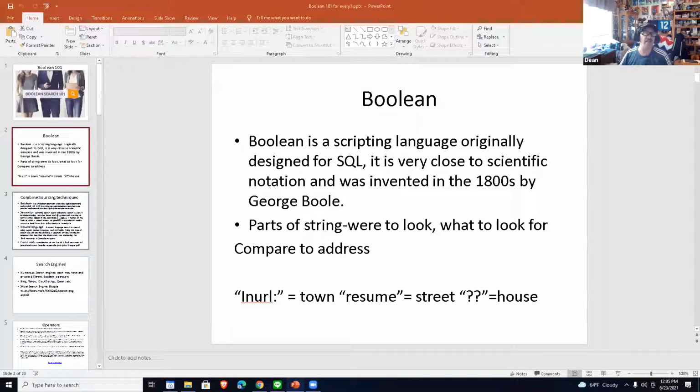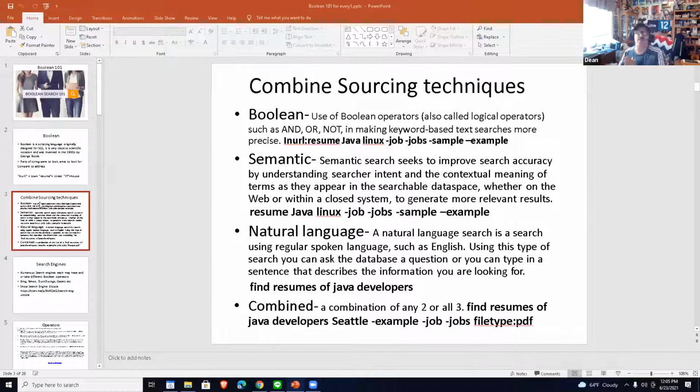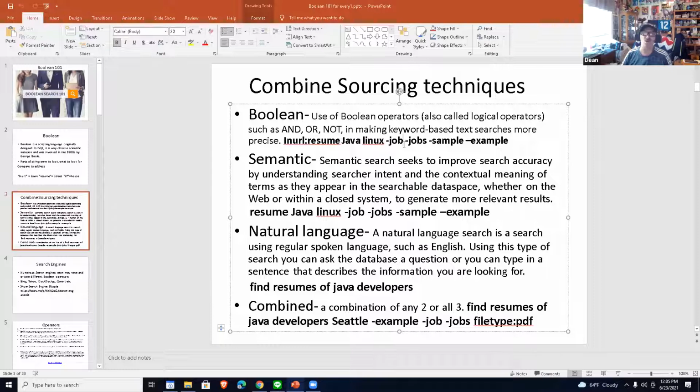Now, lately, well, not lately, in the last 5 to 7 years, other things have come out that allow you to search for things in the web. Besides Boolean, you have semantic. Semantic is basically nothing more than Boolean without the operator. So if you look at these examples up here, if you see the difference between this one and this one, the only difference is the in URL colon. Well, the in URL colon is Boolean. You're just taking it out, and that's semantic.